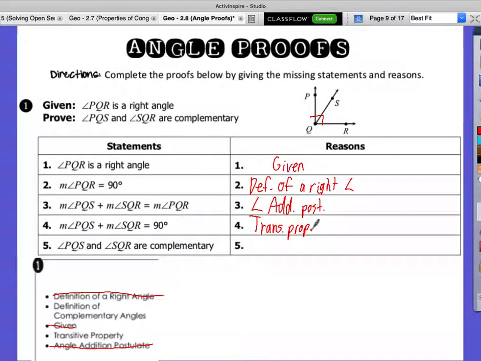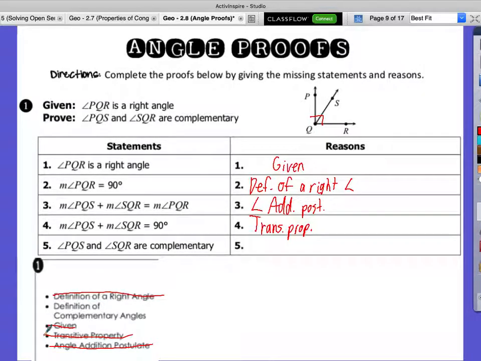Both the measure of angle PQR and these two angles added together equal 90, and these two angles added together equal PQR. So now they equal each other. That's our transitive property. I'd also be okay with us calling that substitution if we didn't have this word bank.